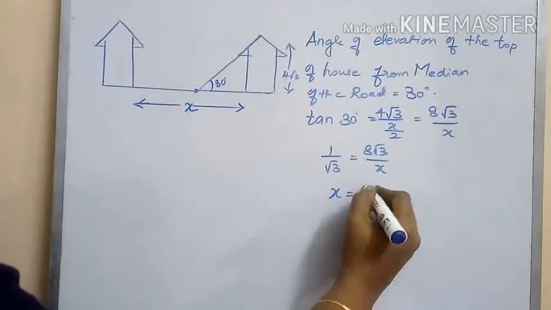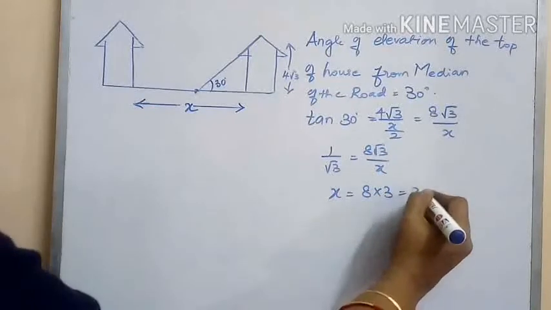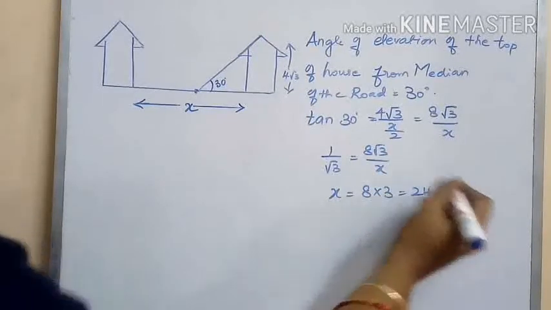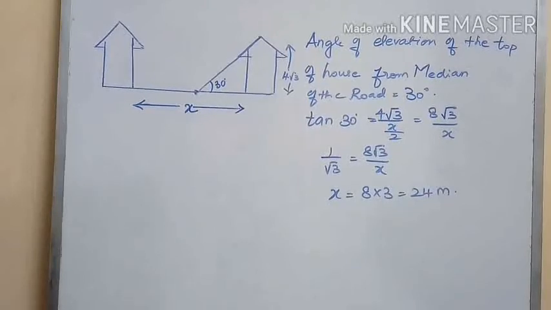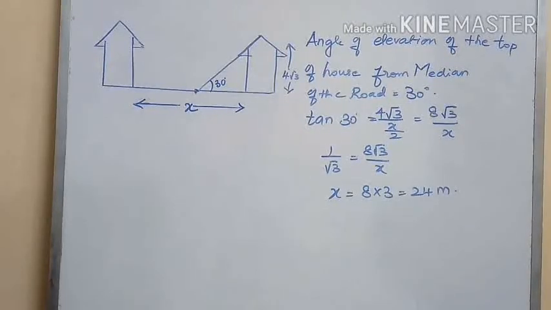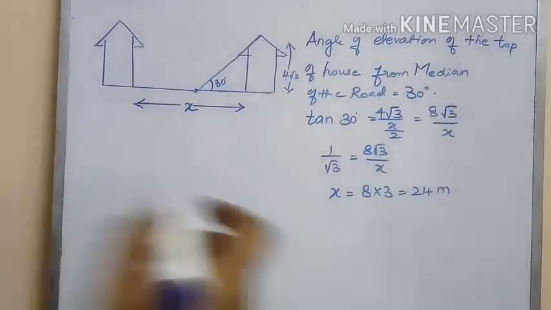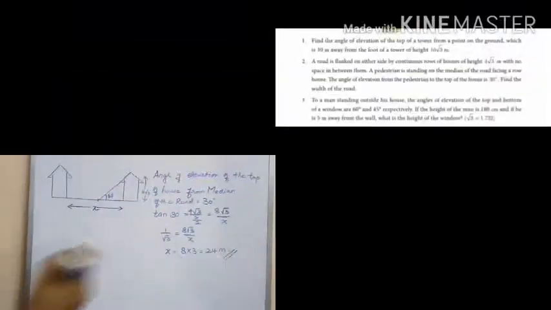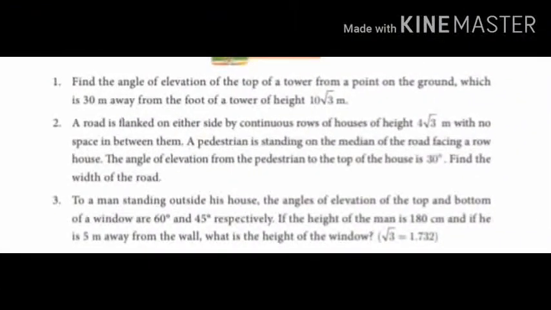So 1 by √3 is equal to 8√3 by x. So x is equal to 8 into 3, which is equal to 24 meters. Therefore, the width of the road is 24 meters. Now let us see the next problem.